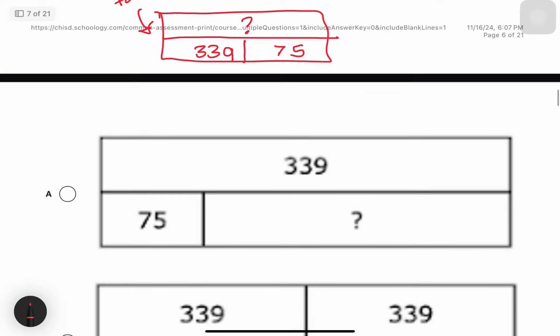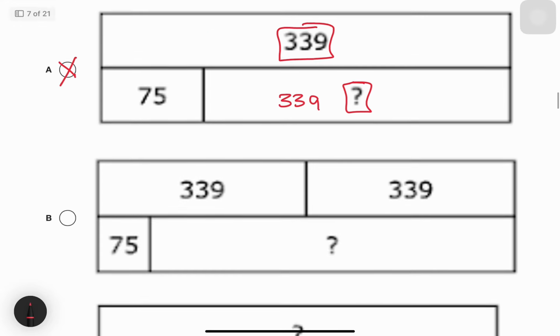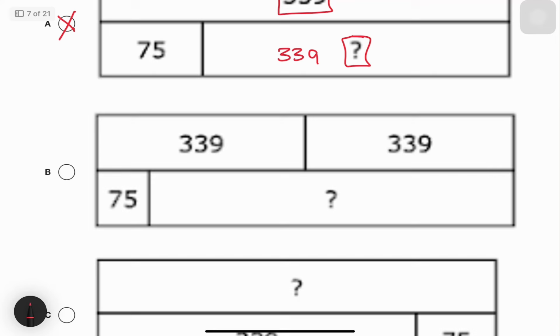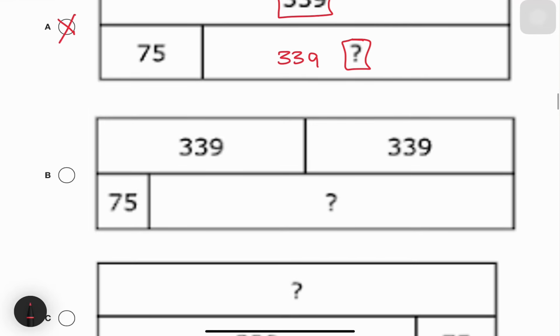So by looking at the answer choices, we can see that A is wrong, because we are not looking for a part. This is what makes this wrong here. We're not looking for a part. We already know what the first friend is. It's 339. So that should go in this box here. Okay. Again, the second choice, B, is wrong, because they're essentially saying that you are going to add 339 plus 339, and then your answer should be a part of the 75. That is not what we're looking for. Okay.